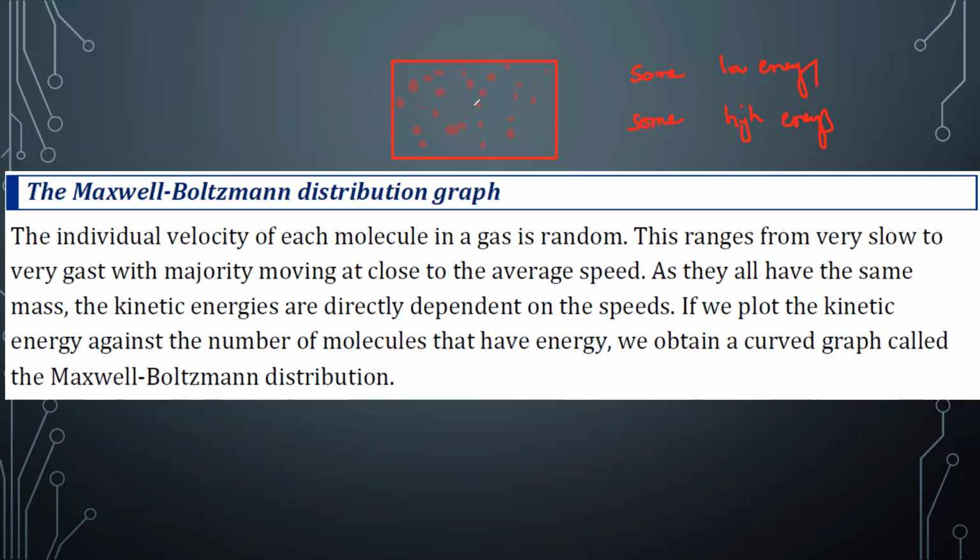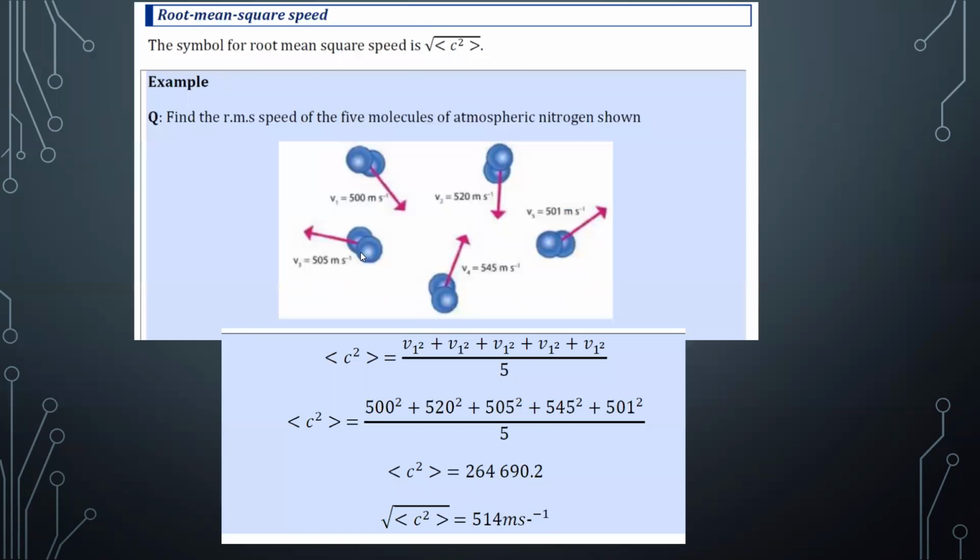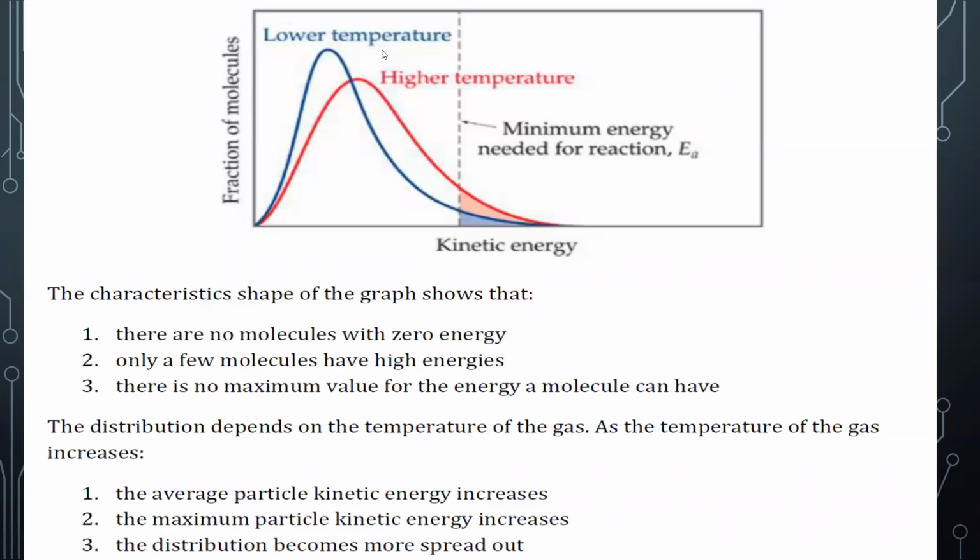There is no order, so it is random, in a range from very slow to very fast. And the kinetic energy depends on the speed at which the particles are moving. So if we plot a graph of the energy of the particles and the number of the particles, as you can see, the graph is between the fraction of the particles and the kinetic energy. You will find that at low temperature, a greater number of the particles will have lower energy. So a greater fraction of the particles have lower energy.